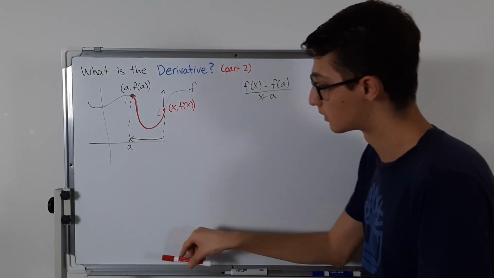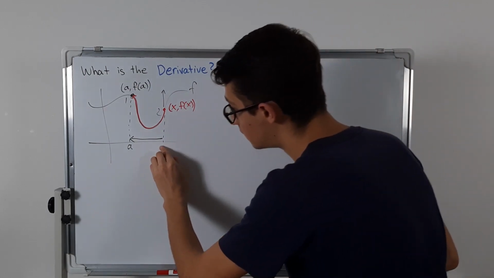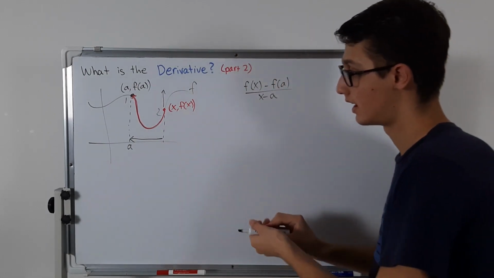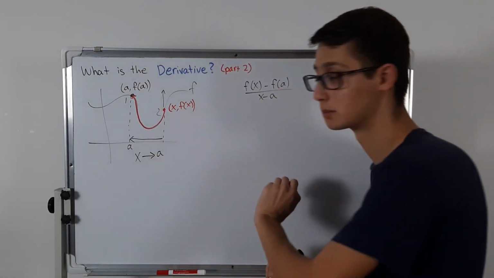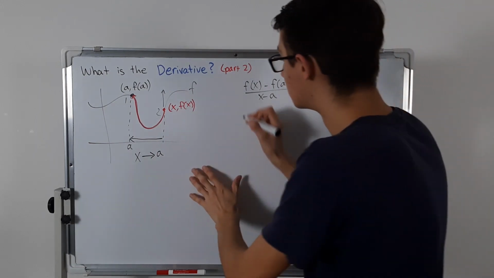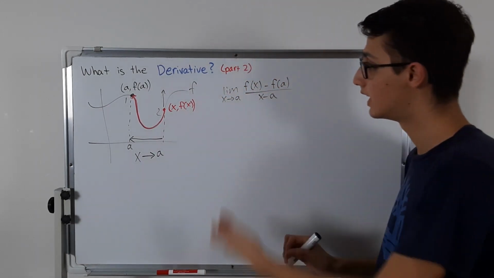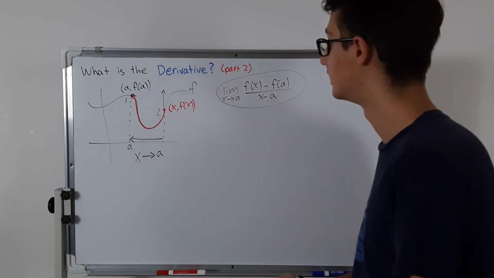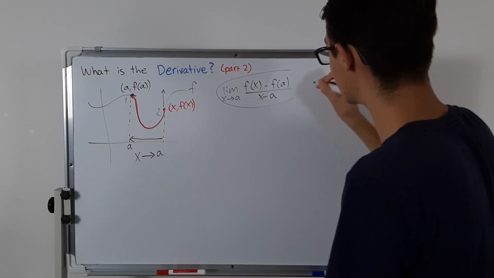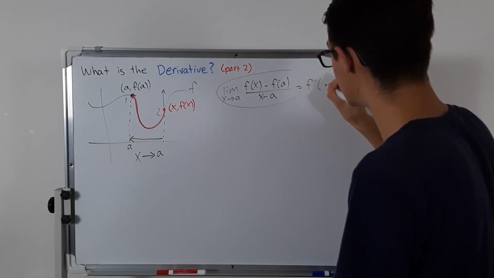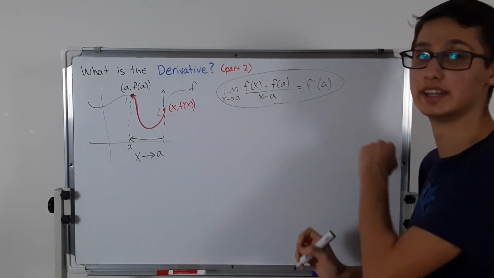What initiated this whole motion is me saying that this x value is going to a. In other words, we're taking x and moving it closer to a. So x approaches a, and that's our limit. We're going to take the limit as x approaches a, and this is another definition of the derivative. This is equal to f prime of a, so the derivative evaluated at the point a.